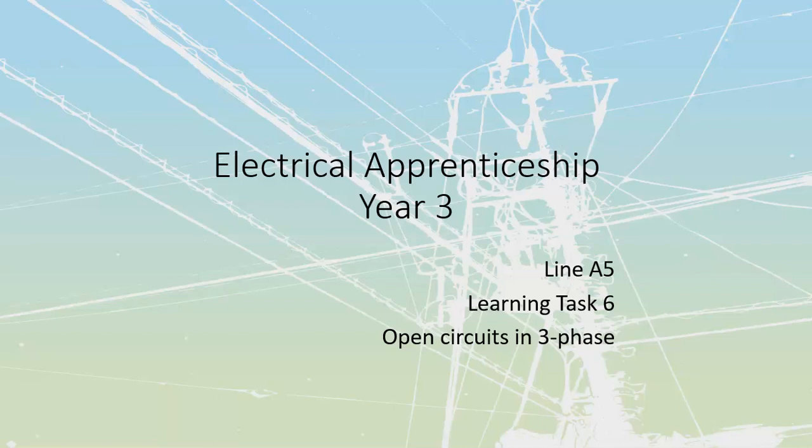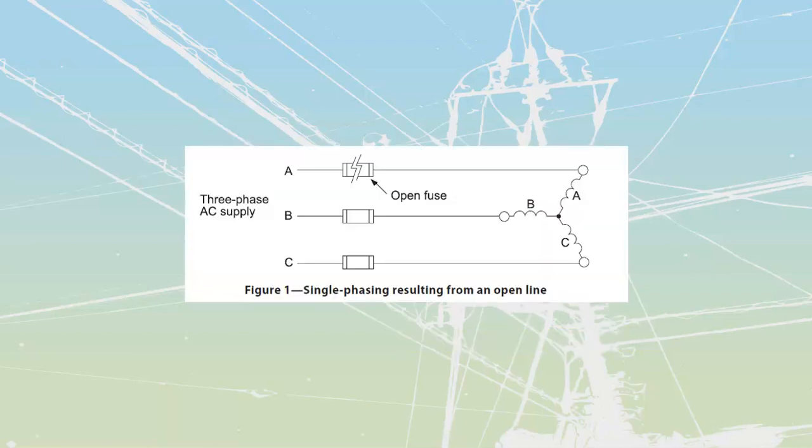All right, line A5, learning task number 6. We're going to start talking about the effects of having opens, which is a circuit that is not complete, inside of three-phase circuits, whether that's inside of a Y circuit or inside of a delta circuit. We're going to look at them individually, one by one, but we're going to start with the Y circuit over here.